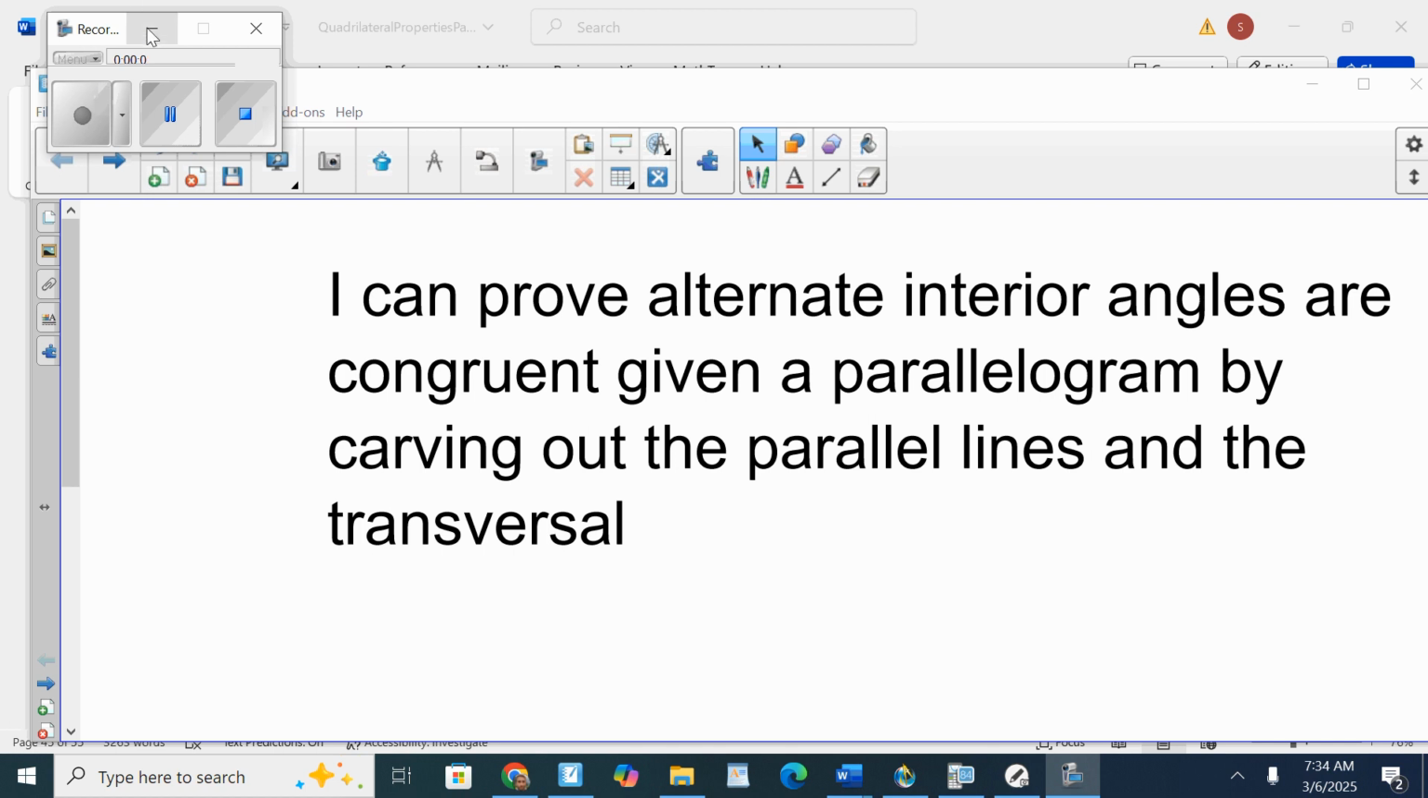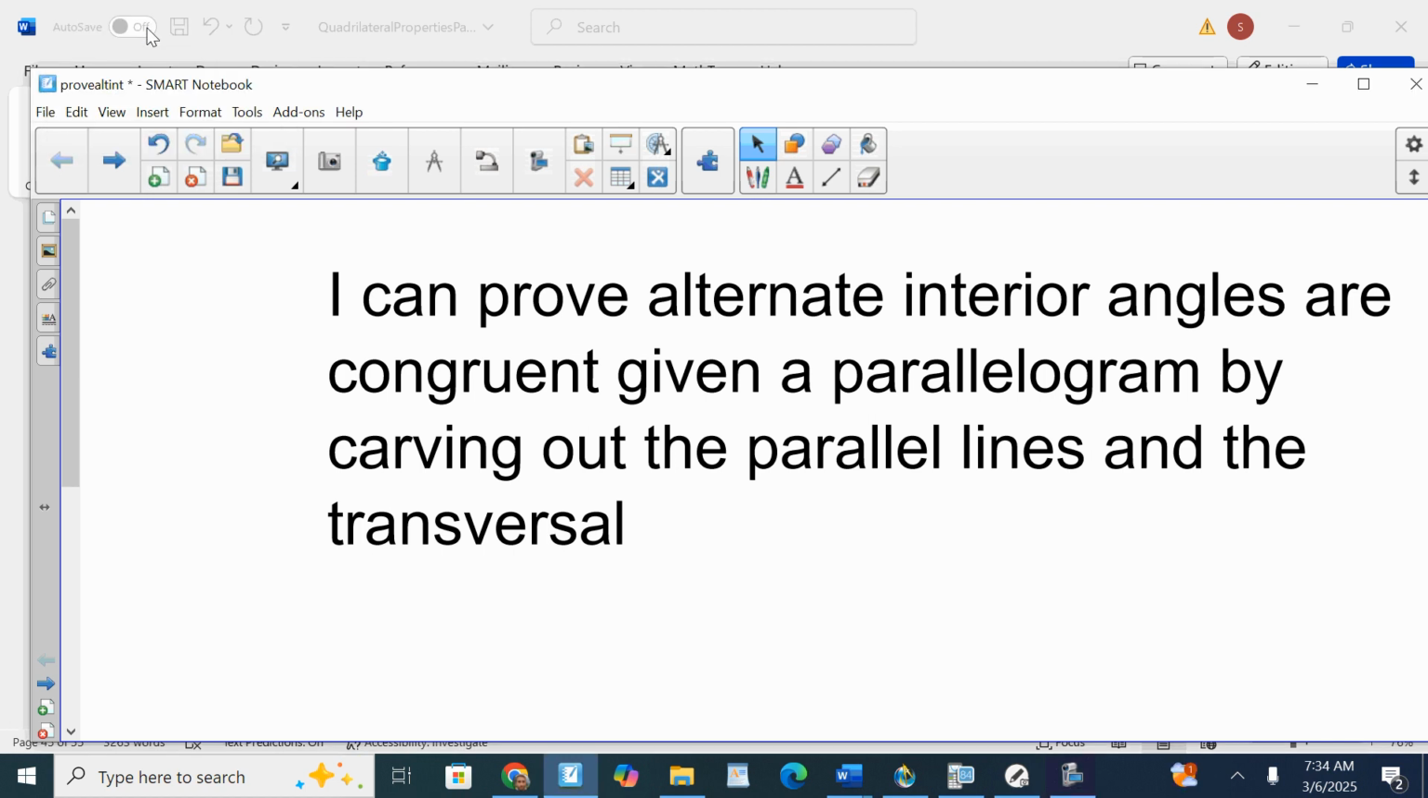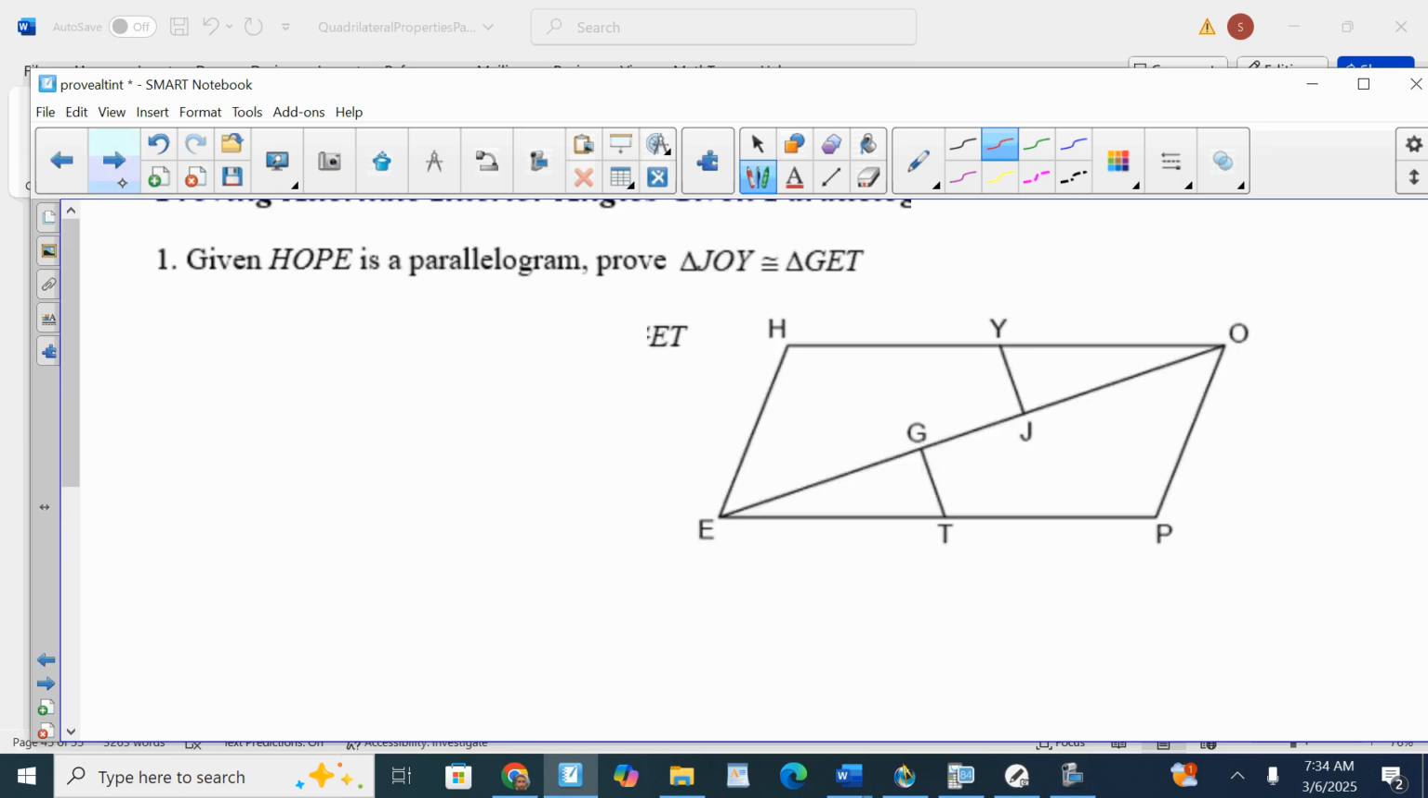Hello, everybody. Another very important prerequisite leading into the 6-point parallelogram proofs. This one's very important. I can prove alternate interior angles are congruent given a parallelogram by carving out the parallel lines and the transversal. Let's get to it.